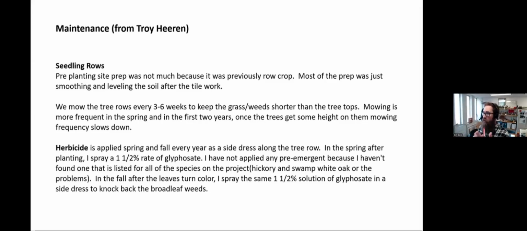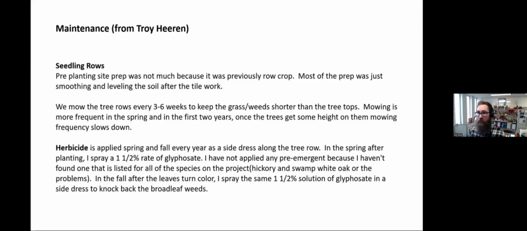We mow the tree rows every 3 to 6 weeks to keep the weeds short in the treetops. That's for visual, so we can actually see where the tree rows are too. And then herbicide, we do one in the spring and one in the fall as a side dress along the tree row.